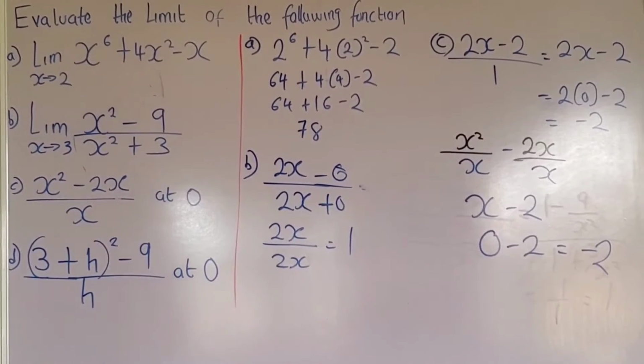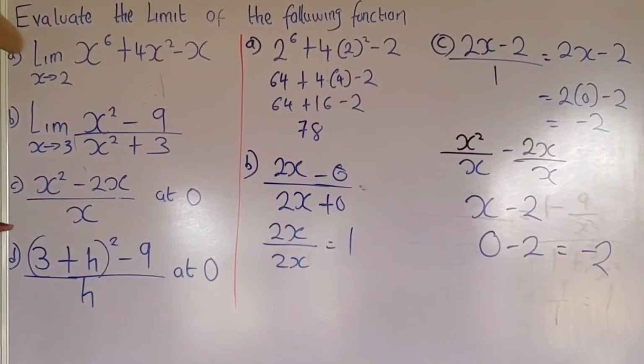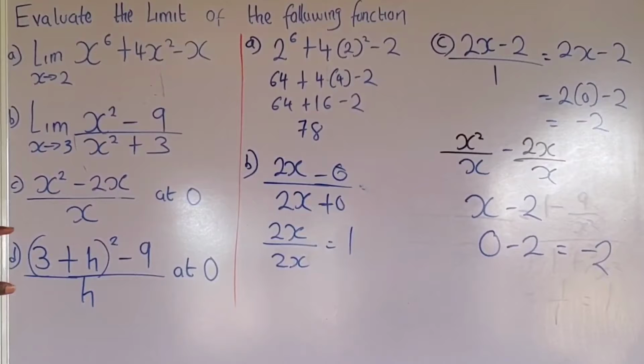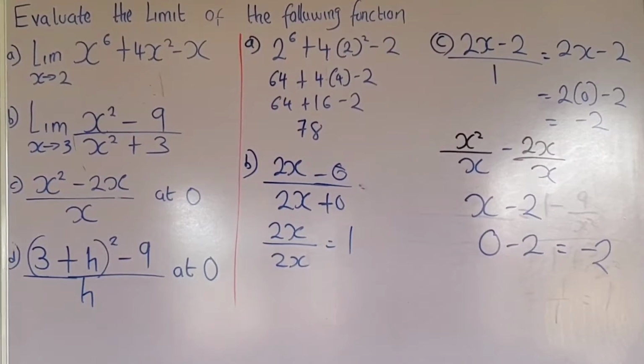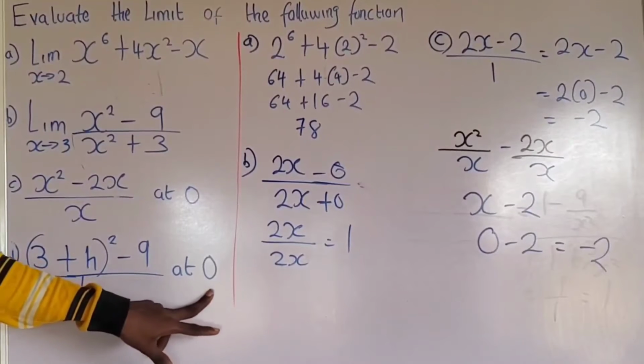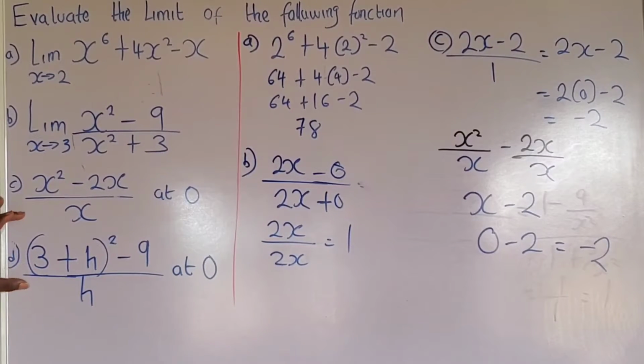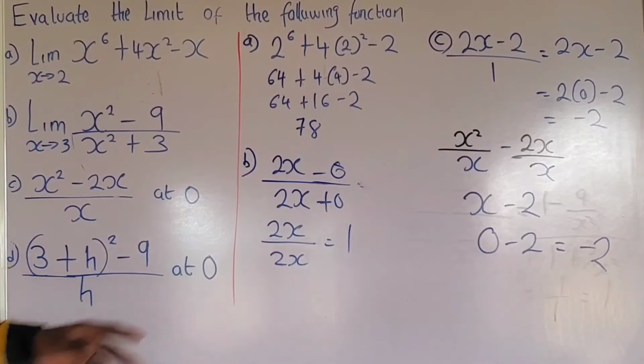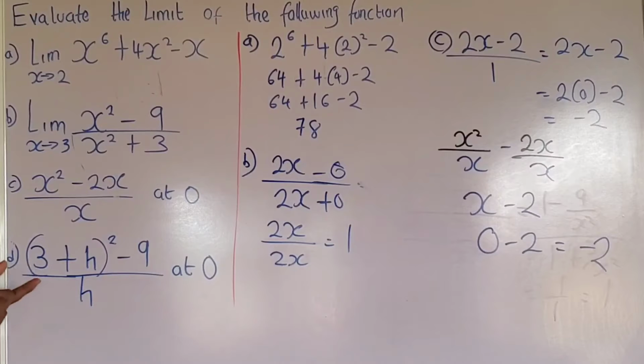So I'm very sure you can test. I want to check this question number 4. Tell me the method that is more suitable. I'm very sure you are aware that if you substitute the value of h as 0, you're going to have negative 9 all over 0. You understand? So I'm very sure you are aware that that method cannot work. You're not going to have a significant answer.